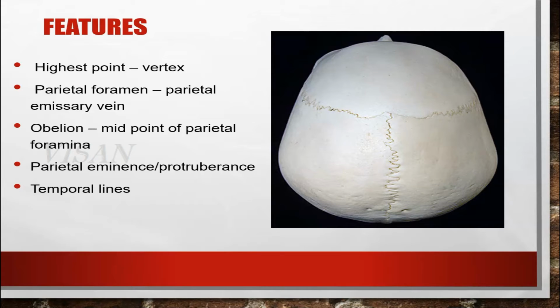The features seen in Norma verticalis are: the highest point of Norma verticalis is called the vertex. Posterior to that, we can see the foramen in the parietal bone called the parietal foramen, through which the parietal emissary vein passes. The midpoint between the two parietal foramina is called the obelion.